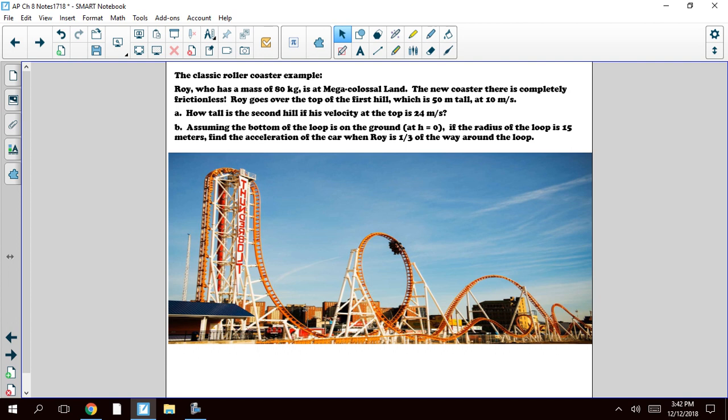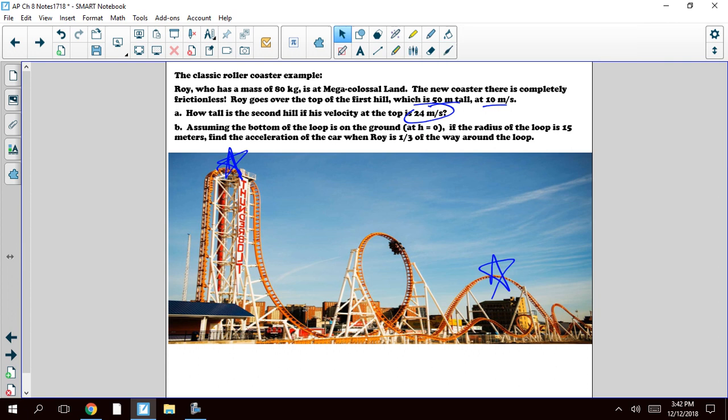Well, I'll make a new drawing here in a minute. But Roy goes over the top of the first hill here, which is 50 meters tall, at 10 meters a second. Question A says, how tall is the second hill, so that means over here, if his velocity at the top is 24 meters a second. So this is another basic conservation of energy. Really not a ton new here.